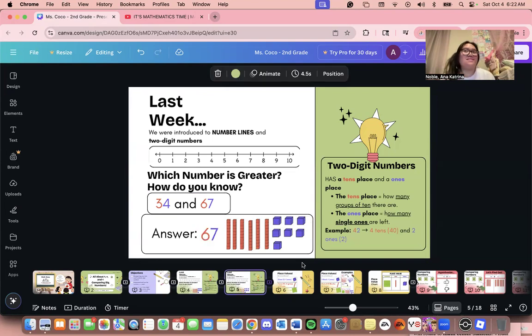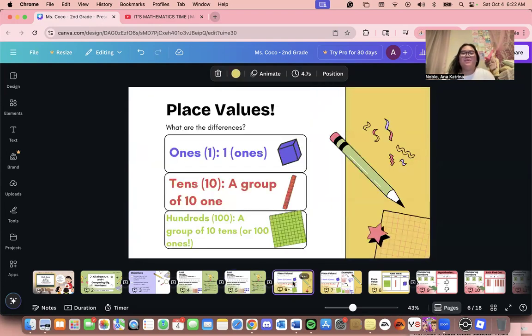The answer is 67. Everybody is very insightful today, and I love the enthusiasm. Let's keep that up. What are place values? Speaking of, I keep hearing place values, Miss Coco. What does that mean? That is a good question.